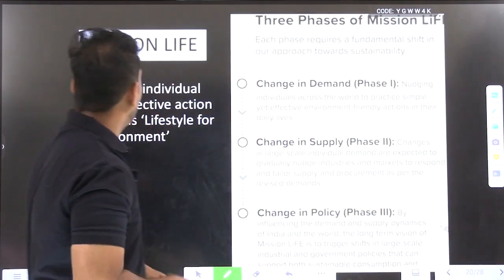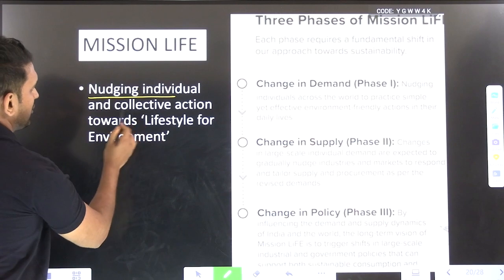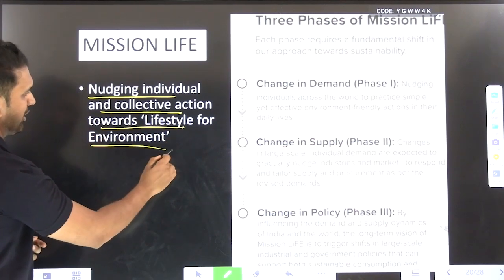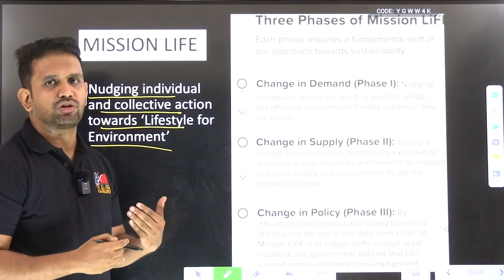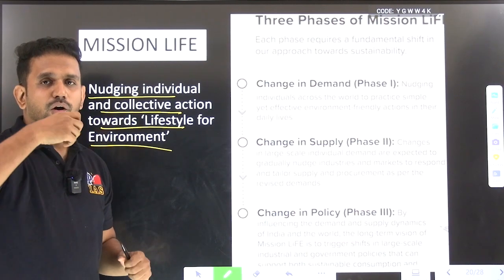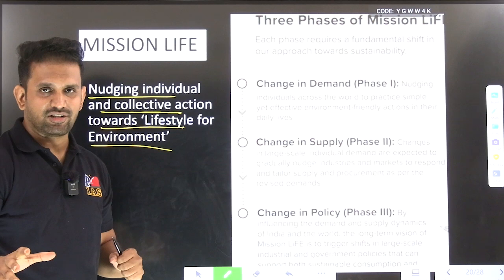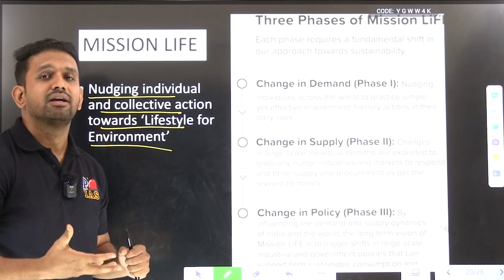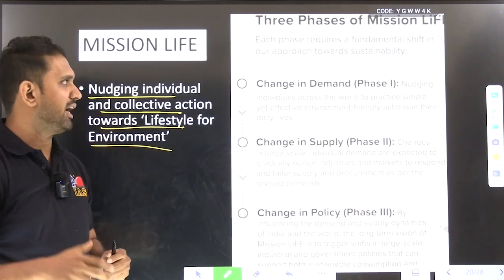Okay, now if you see Mission LiFE: nudging individual and collective action towards lifestyle for environment. Your lifestyle should be towards what? Environment conservation. If you smoke, don't litter it. If you take water, don't waste it. So your lifestyle should have an environment conservation aspect.